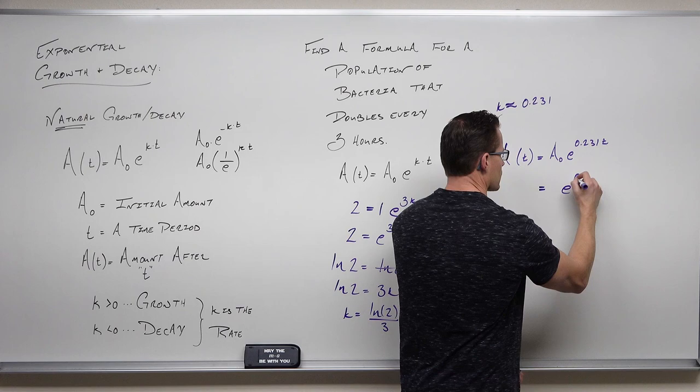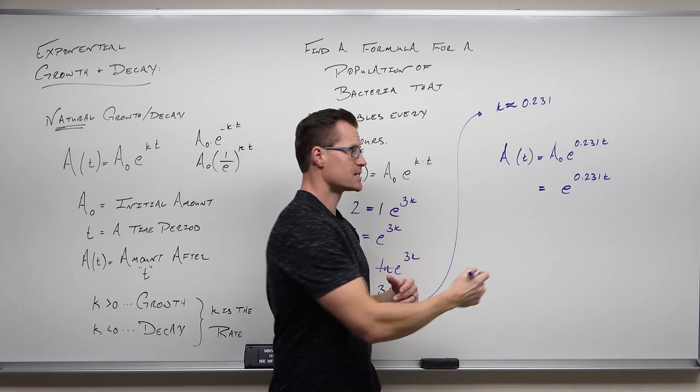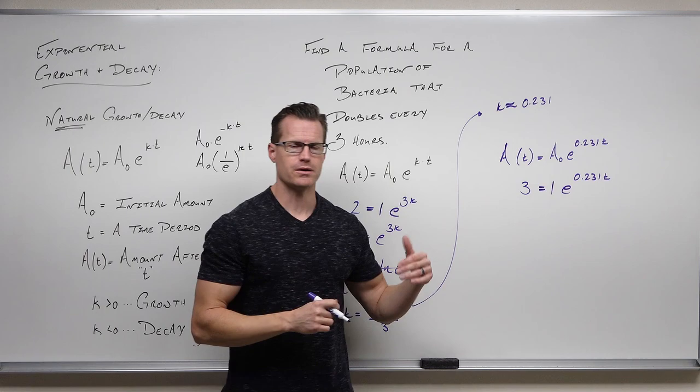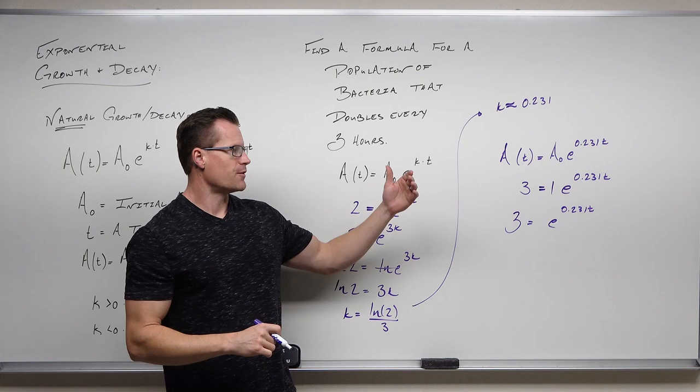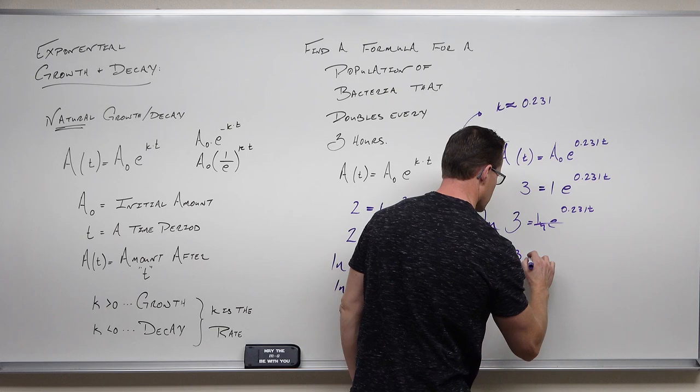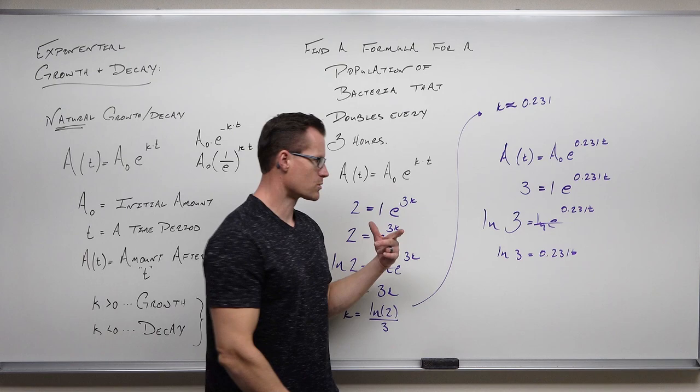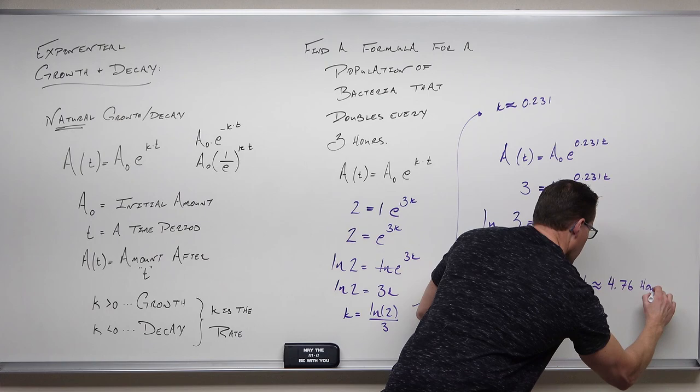How long asks for a time. Triple says if you start with one, you'll get three. That would be triple. If I start with 100, I get 300. Your first order of business would be to divide. So we're going to end up getting 3 equals e^(0.231t). If we do an ln on both sides, and we divide by 0.231, we get about 4.76 hours.